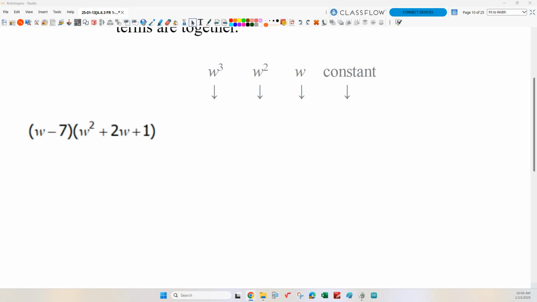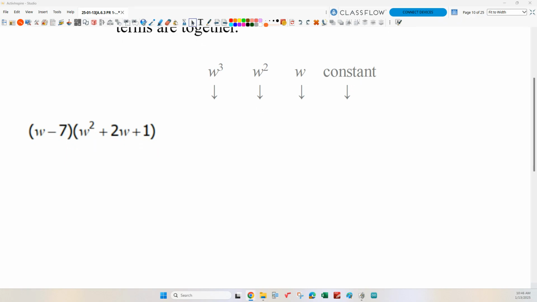When you do your distribution, organize the answers into columns. Okay? You can already predict when I do my distribution what's going to be the biggest power of W in this answer. W cubed, right? And you know it's going to be that when you distribute the leading term of the first polynomial to the leading term of the second polynomial. That's going to give you the biggest leading term of your answer, right? So you know you're going to get a W cubed.